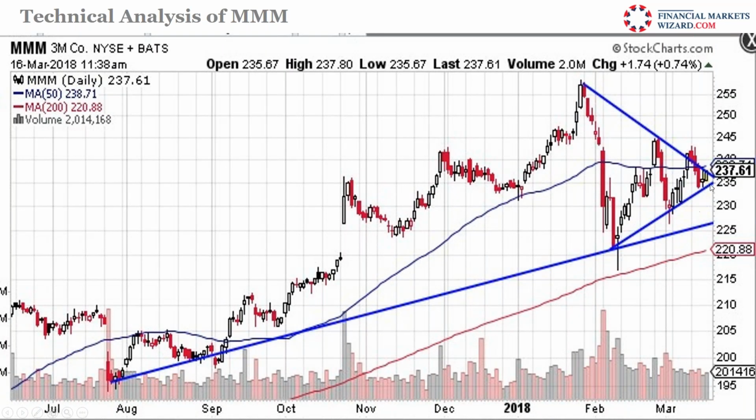MMM, see, MMM has formed a pennant, it's a trap, right? So now you need to watch which way it will be resolved. You just watch MMM, whether it breaks this way or that way. Chances are it's trying to break above the 50-day moving average. And when it breaks, you need to go long.